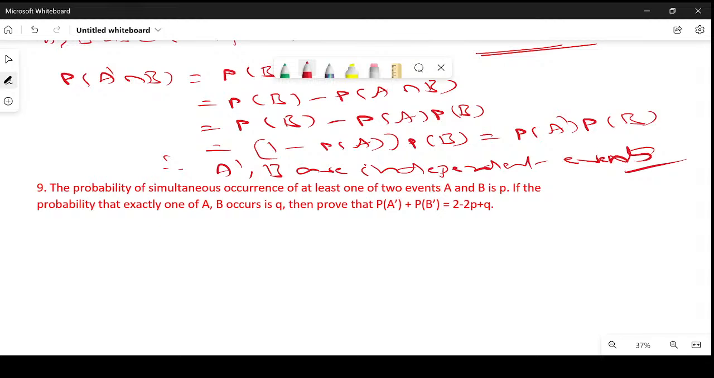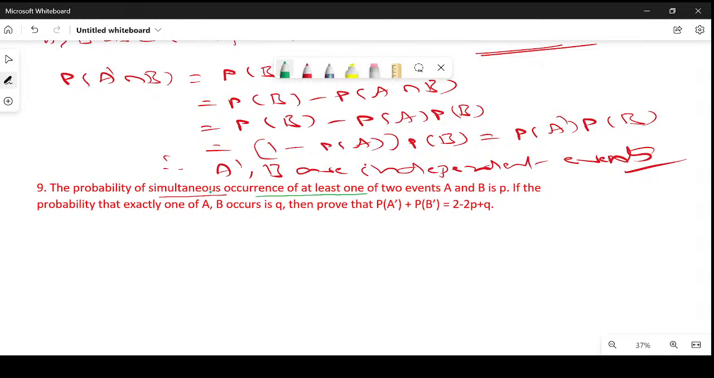See the 9th problem. The probability of simultaneous occurrence of at least one of two events A and B is P. So simultaneous occurrence of the two events is P, which is given. If the probability that exactly one of A, B occurs is Q, that is Q.